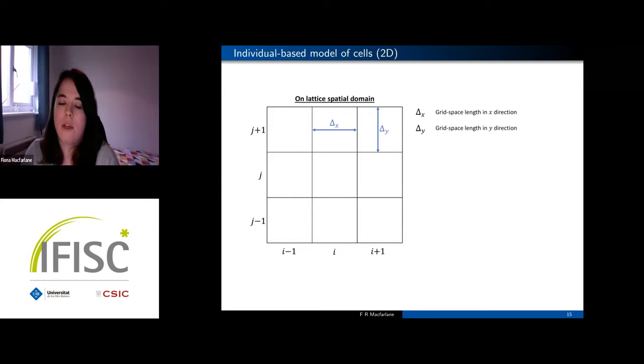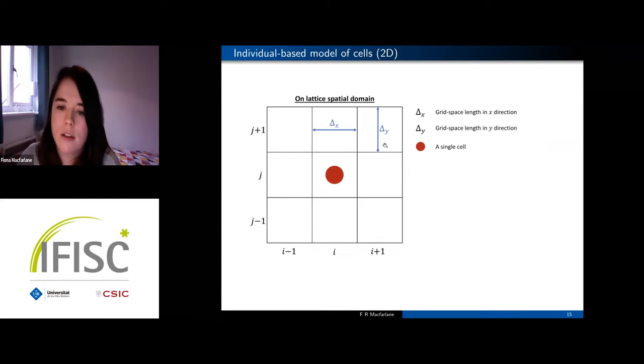So let's look at how we set up this individual-based model. So we'll look at the two-dimensional setup, but this can also be done in 1D or higher dimensions as well. So for the 2D setup, we're going to be focusing on a lattice-based, agent-based model. So we're going to split up our spatial domain into these boxes, where each box is going to have the same width, delta x, and the same height, delta y. Then when we include our cells into this computational simulation, we're going to restrict the cells to be within one of these boxes on the lattice.